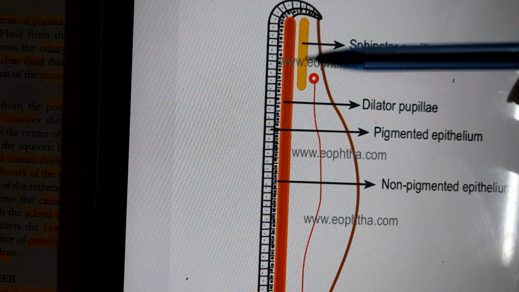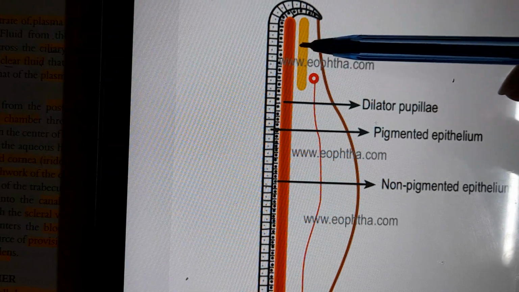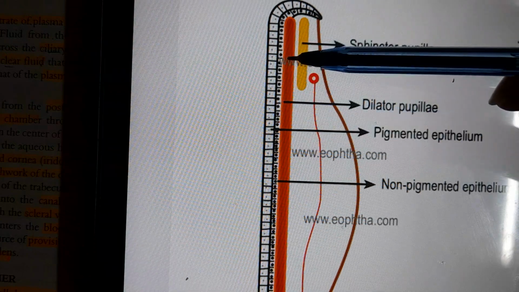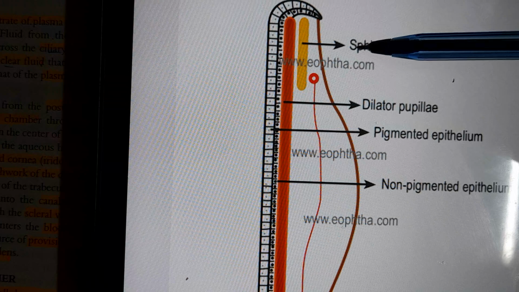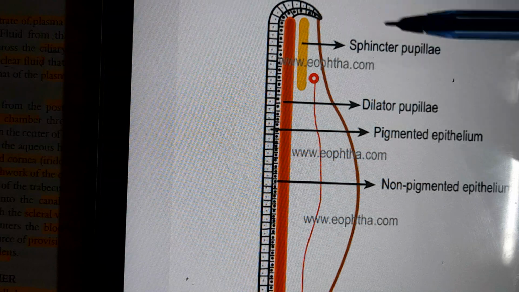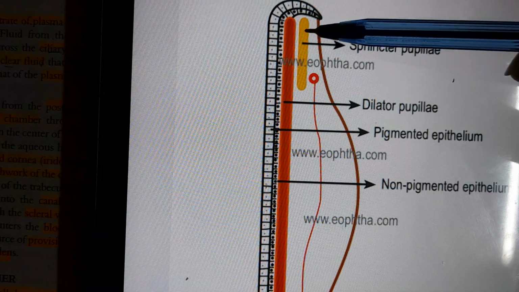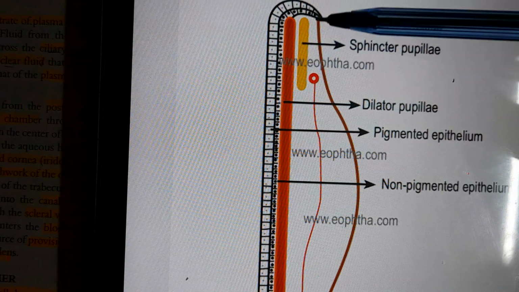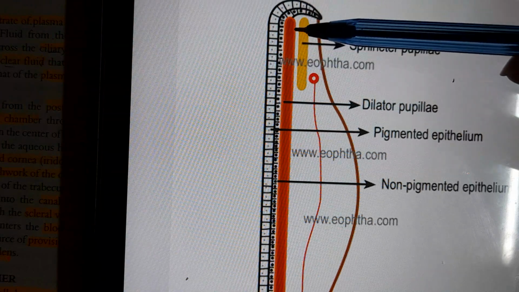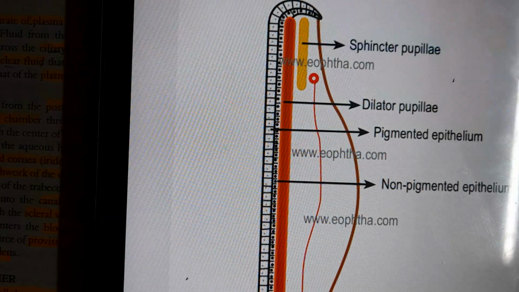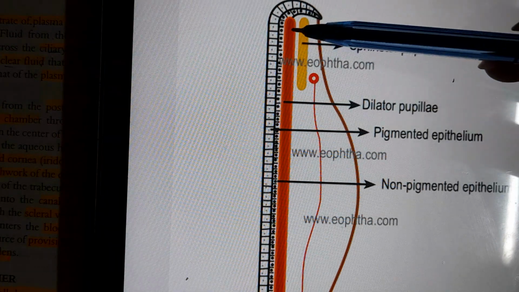As you can see, the sphincter pupillae is a short muscle, so it is supplied by short ciliary nerves, whereas the dilator pupillae is a long muscle, so it is supplied by long ciliary nerves. And the sphincter pupillae, as the name suggests, its contraction is going to decrease the diameter, so we go with parasympathetic nerve supply, whereas the dilator is going to increase the diameter, and we know that the sympathetic system increases the diameter of our pupil, and it is supplied by long ciliary nerves.